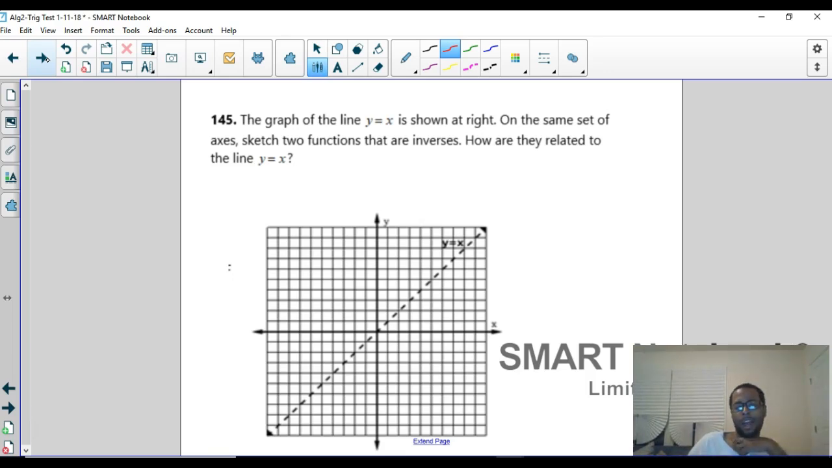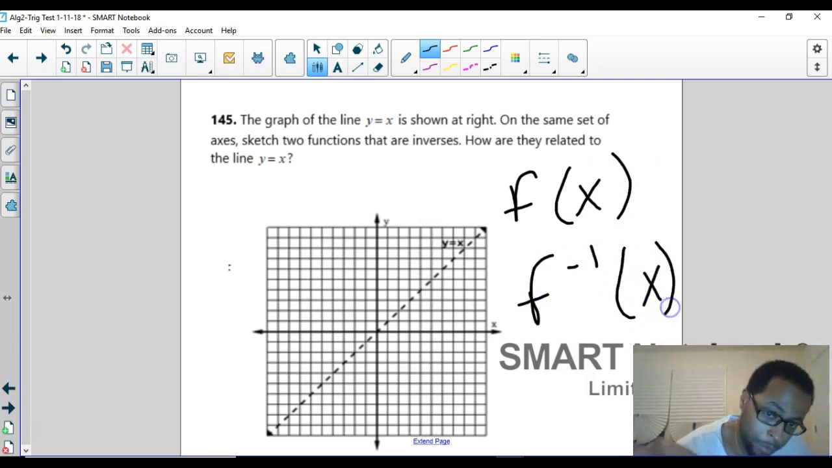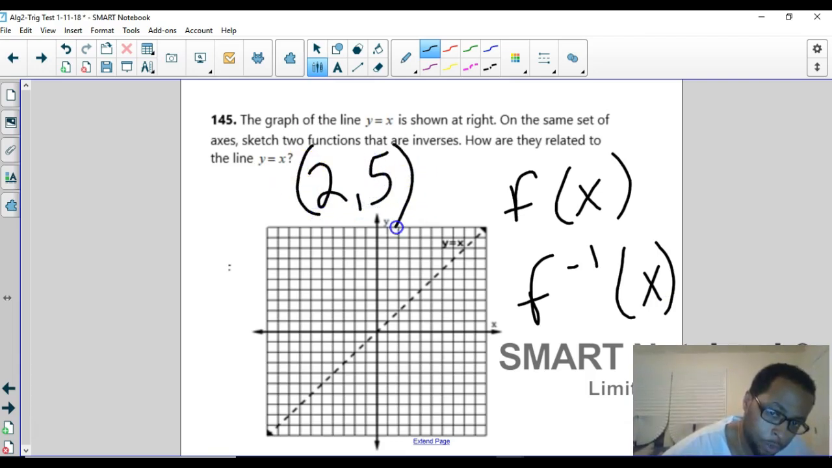Question 145. The graph of the line y equals x is shown at right. On the same set of axes, sketch 2 functions that are inverses. And how are they related to the line y equals x? Mr. Palacios discussed this in class. We had this conversation in class. When we're talking about inverses, we realize that if one point is (2, 5), the inverse of this would be (5, 2).